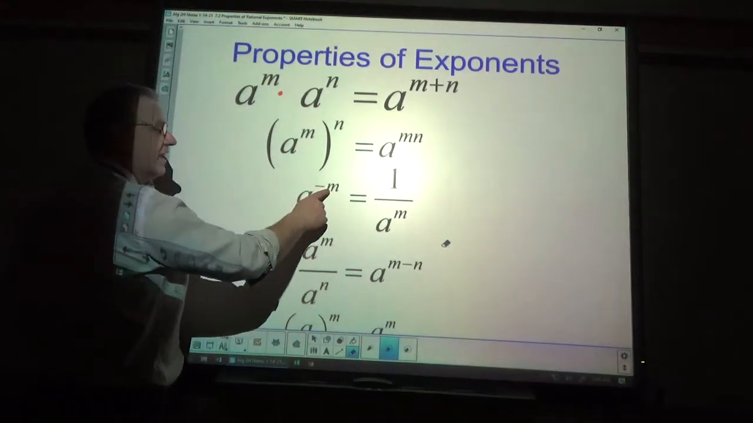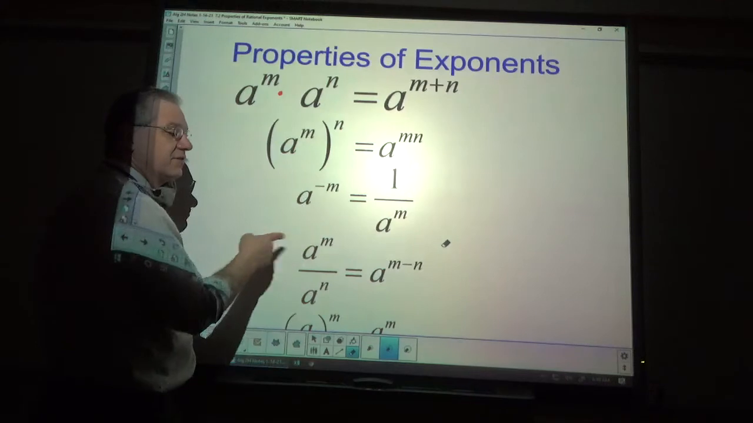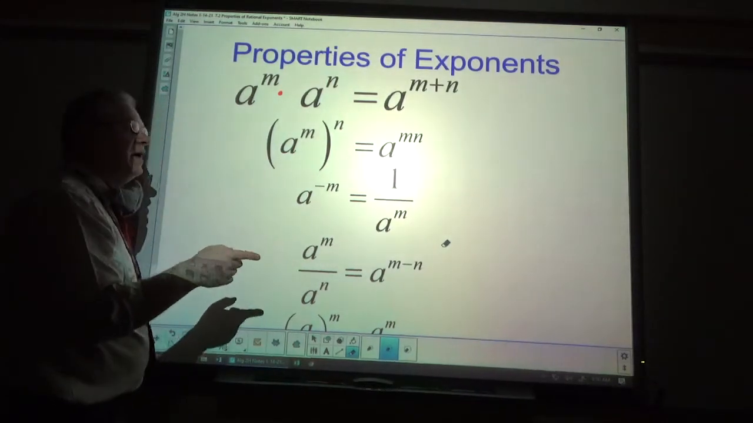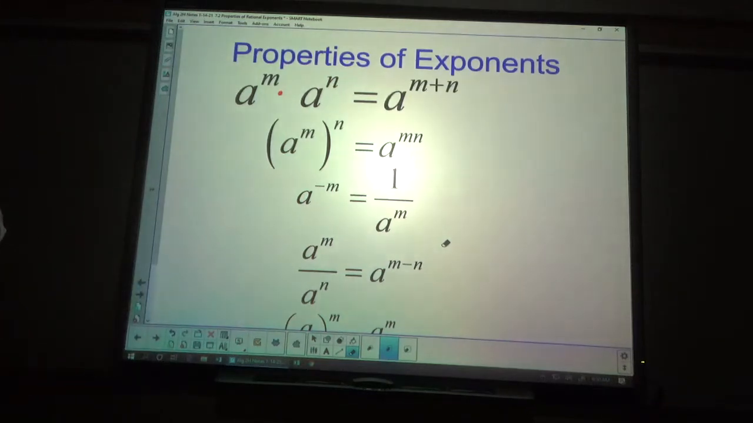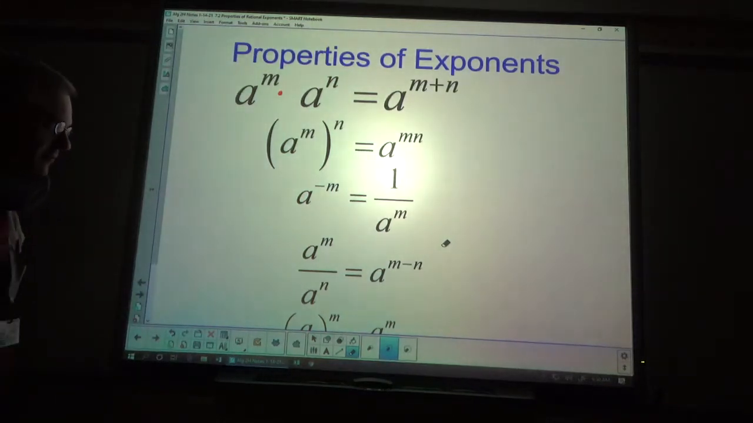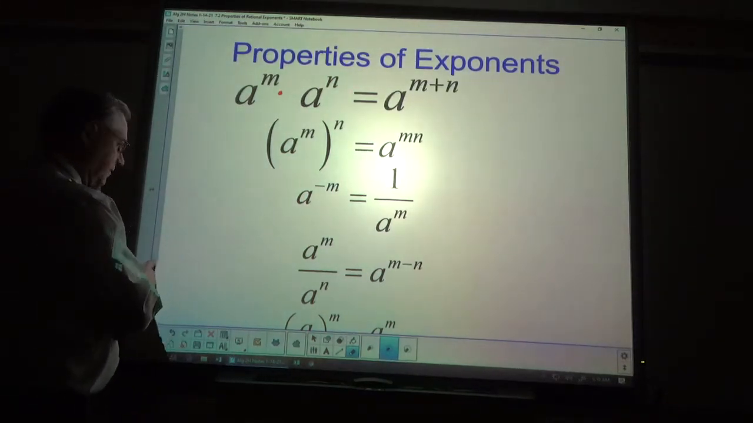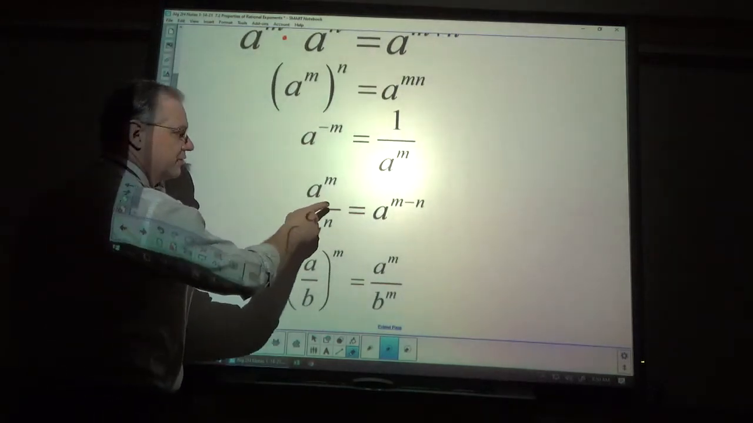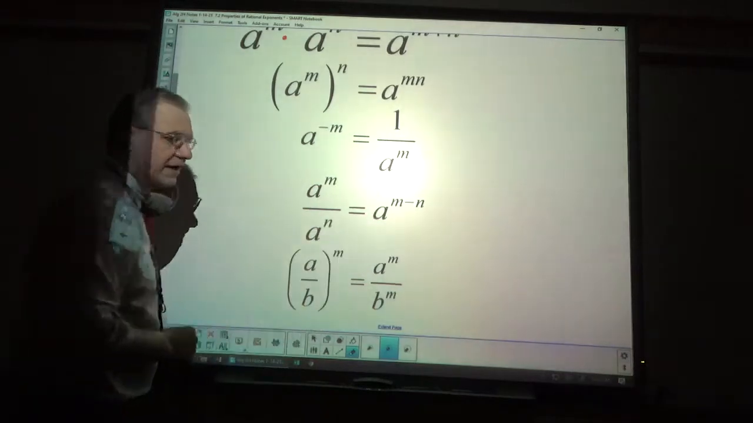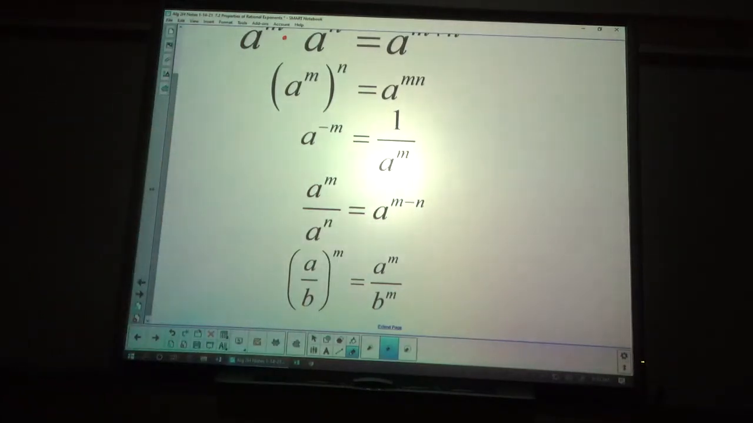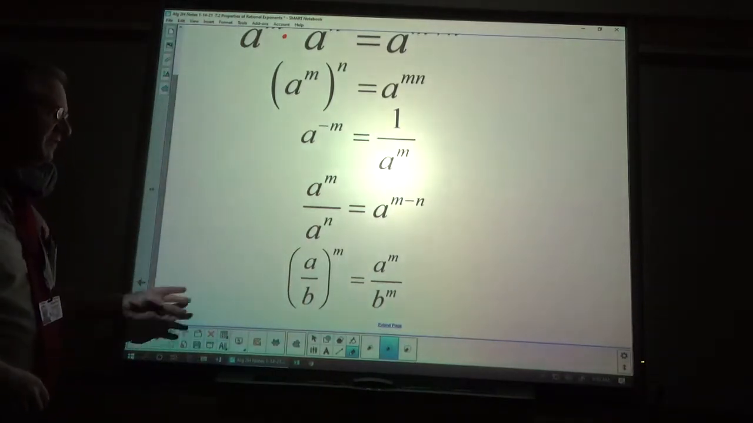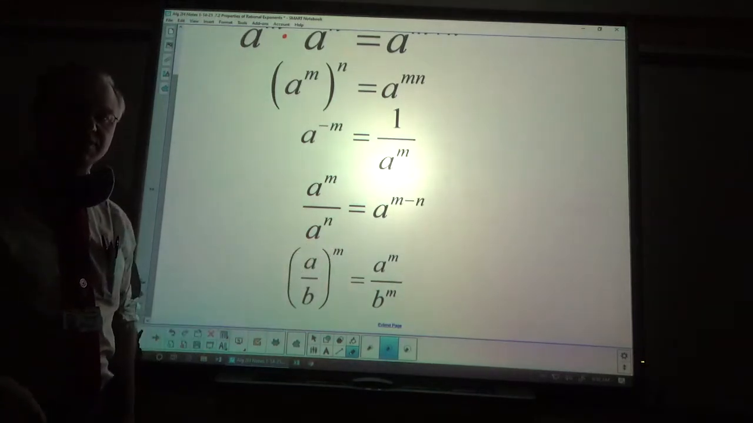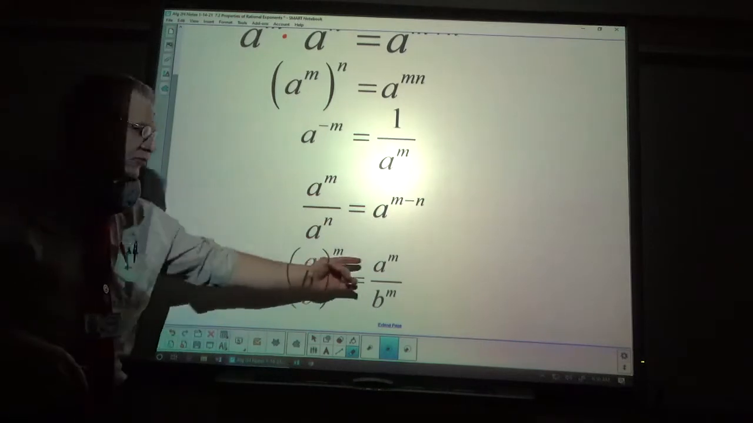If you have a negative power, move it to the other side of the fraction bar from where it is, whether it's on top or bottom, and it becomes the opposite sign exponent. Then we have division, and it is the top minus the bottom. If you have a fraction to a power, that power applies to everything in the top and the bottom of the fraction.